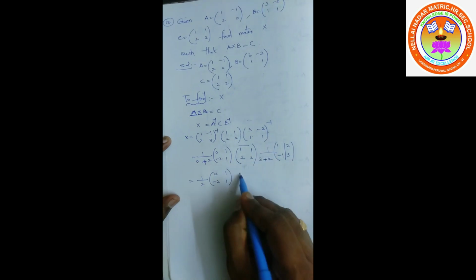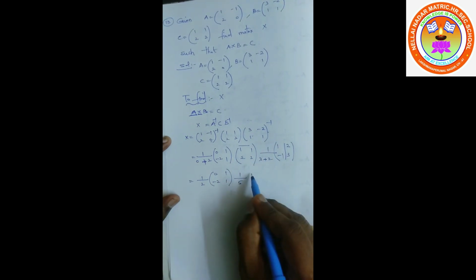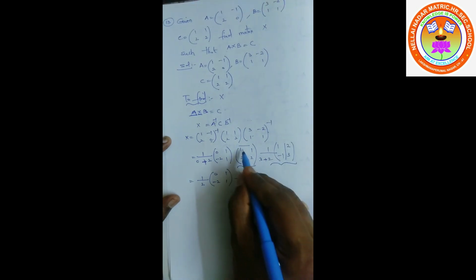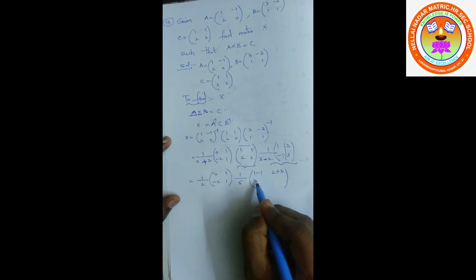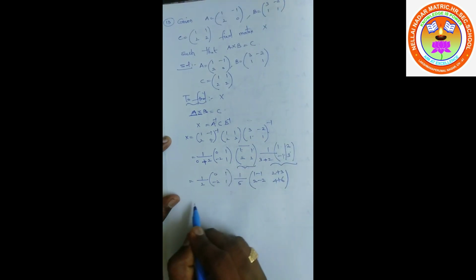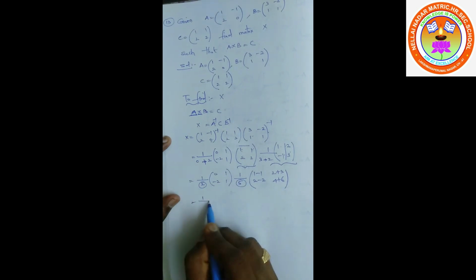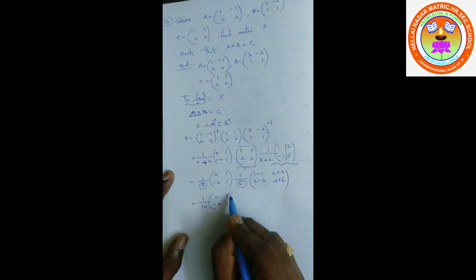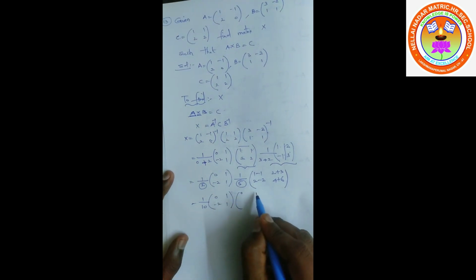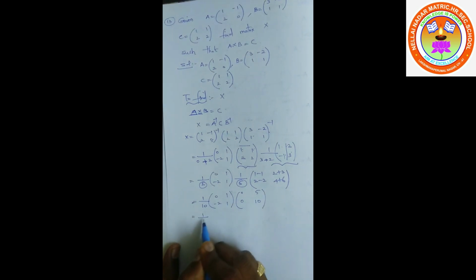Next, I am going to multiply these two matrices. Before that, 1 divided by 3 plus 2 is 5. Multiply these two matrices. 1 into 1 is 1, 1 into minus 1 is minus 1, 1 into 2 is 2, 1 into 3 is 3, 2 into 1 is 2, 2 into minus 1 is minus 2, 2 2s are 4, 2 3s are 6. So here 2 5s are 10, 1 divided by 10, 0 1 minus 2 1, 1 minus 1 0, 2 plus 3 is 5, 2 minus 2 is 0, 4 plus 6 is 10, 4 plus 6 is 10.